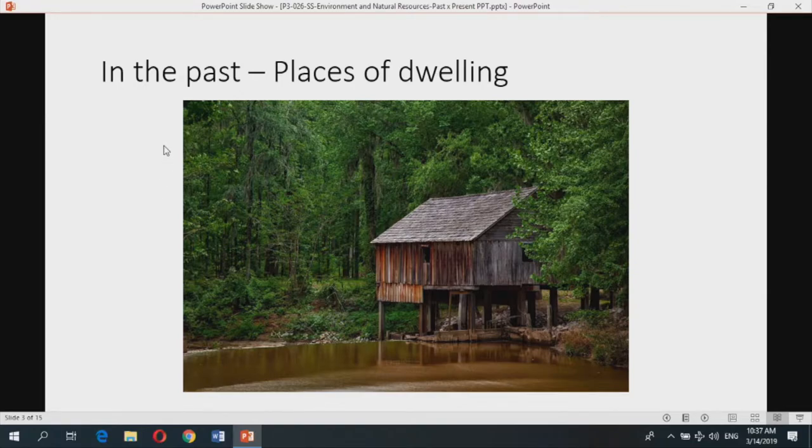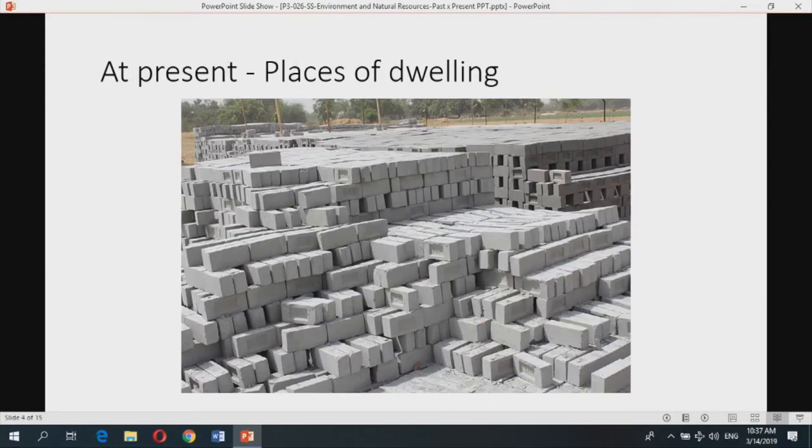In the past, places of dwelling. Does anybody live in a house like this? No. At present, places of dwelling.